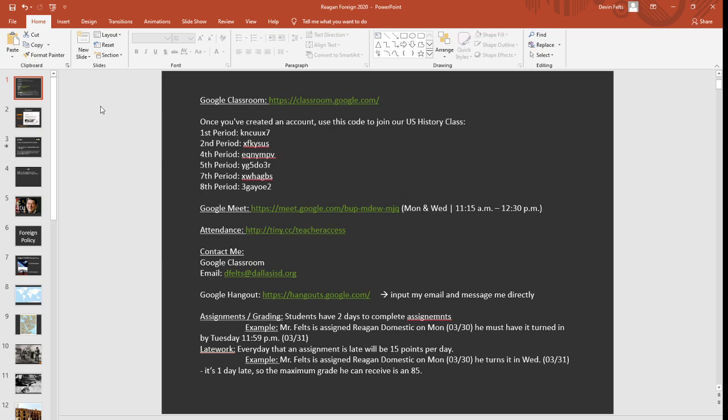We are going to go ahead and dive into our next lesson here. So we're going to be talking about Ronald Reagan again today, the 40th president of the United States. Last time we talked about his domestic policies, and today we're going to talk about his foreign policies. So those policies that are used to interact with other countries around the world.